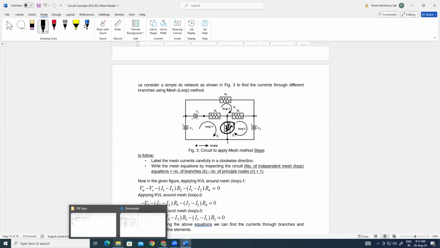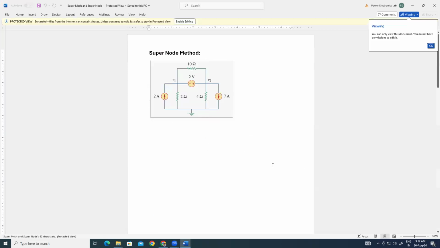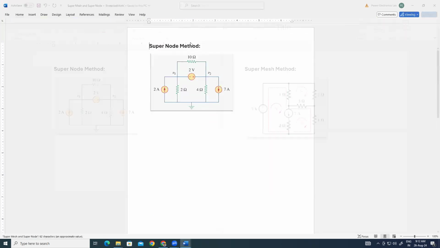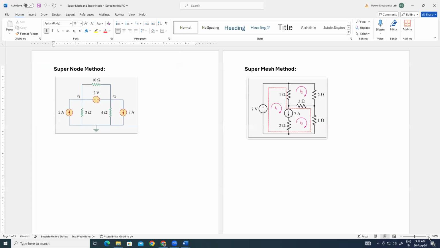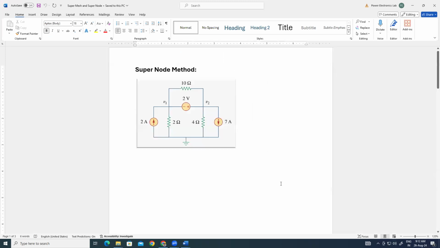Okay, we will see, but I will tell you another method, that is a special case of mesh analysis and node analysis: super mesh and super node. Regarding this I am talking. Just see this example. Firstly, we will cover the super node method.